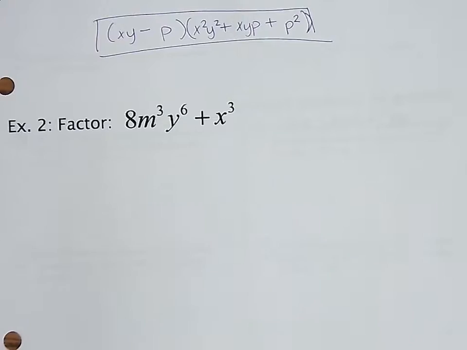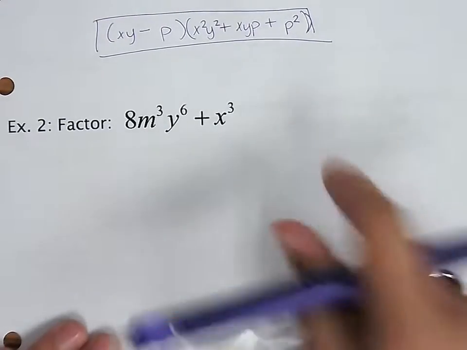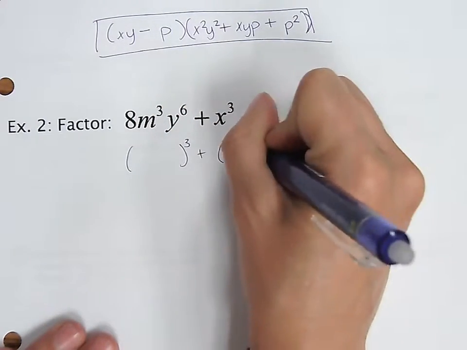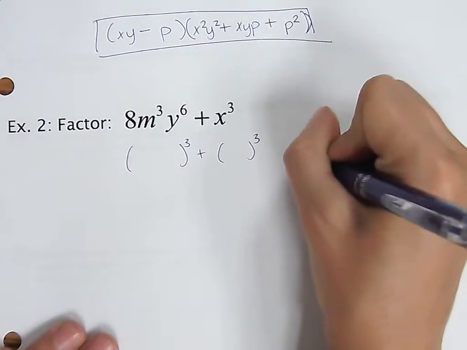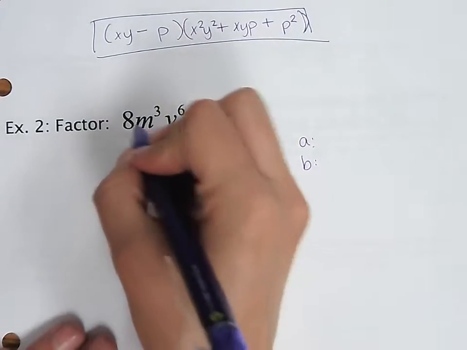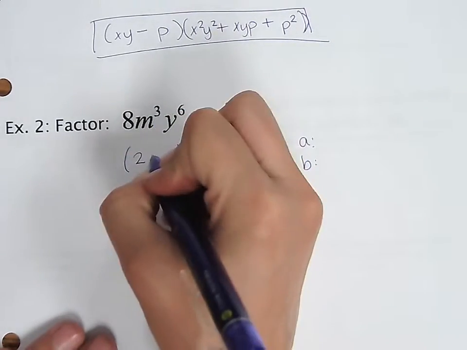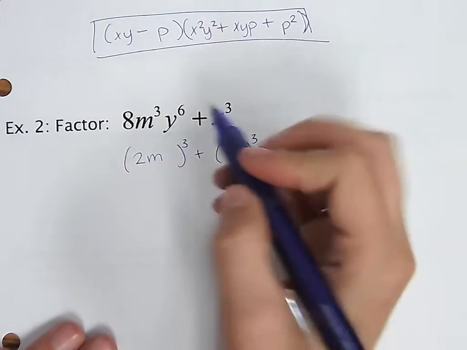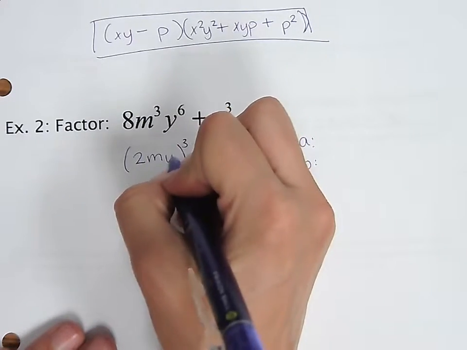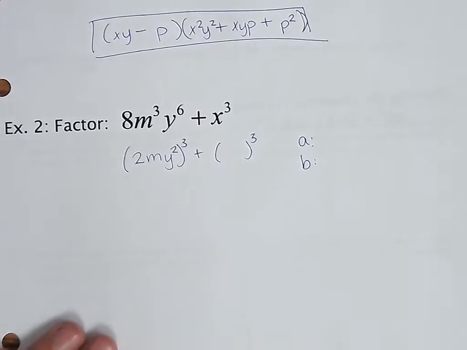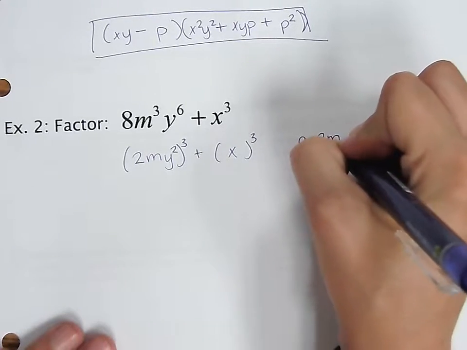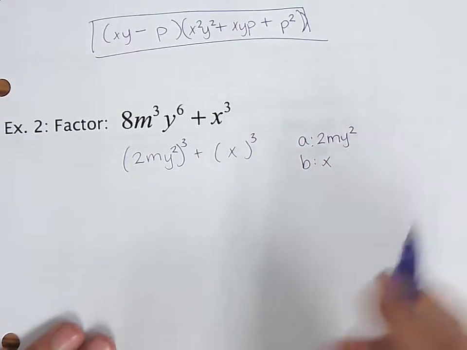Alright, so for this next one, I want you to see if you can figure out what our a and our b term are. What is being cubed here and what is being cubed here? A and b. So a, well, if you look at the cube root of each one of these, 8 has a cube root of 2, m to the third, if I cube root it, is just m. Y to the 6th, if I cube root that, I divide 6 by 3, so I get y to the 2, or y squared. The cube root of x cubed is simply x. So my a term is 2my squared, my b term is x.